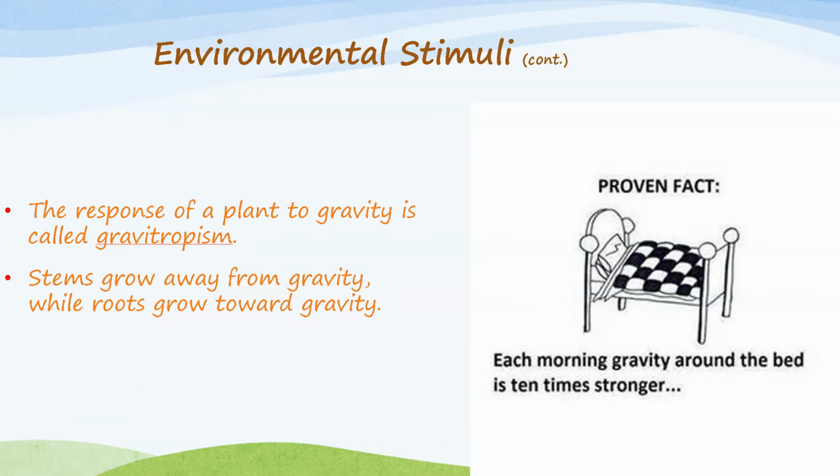Gravitotropism, or gravitropism: stems grow away from gravity while roots grow towards it.